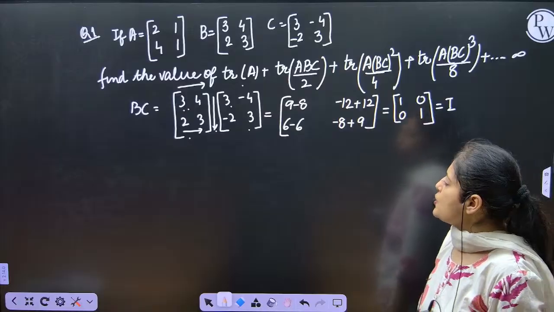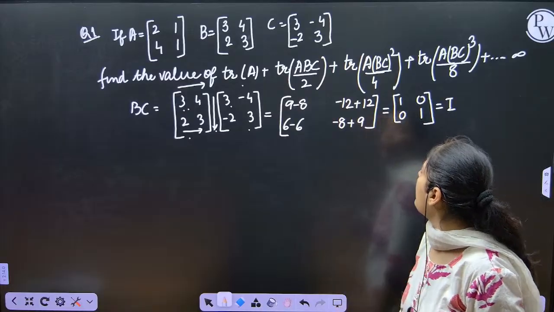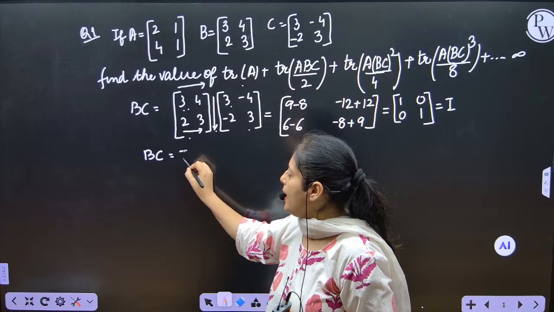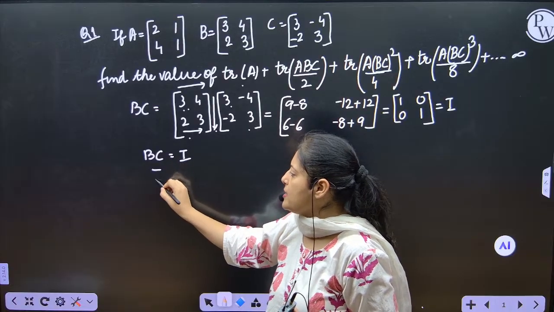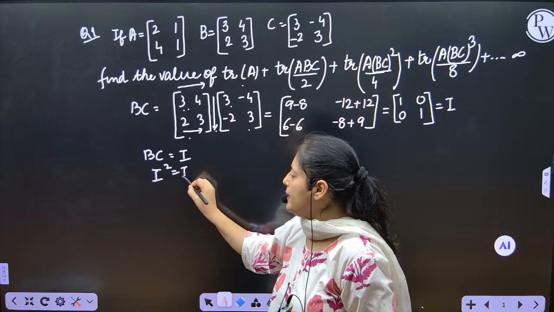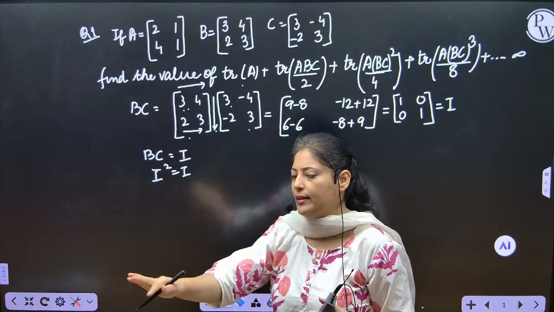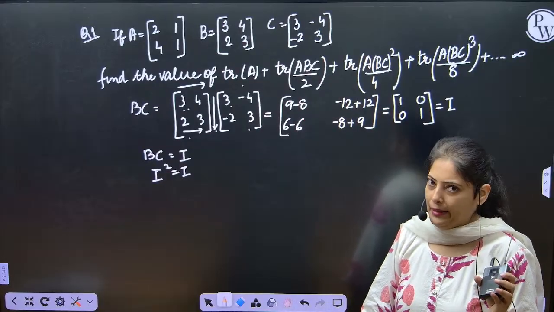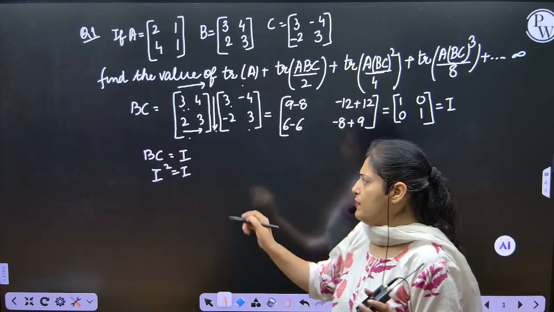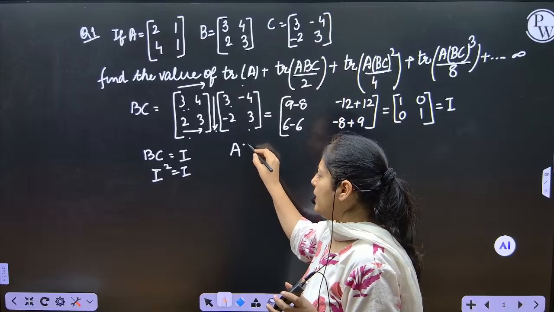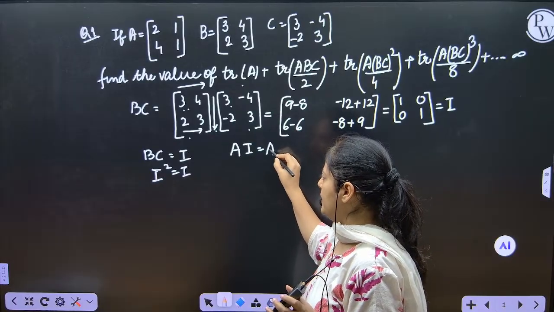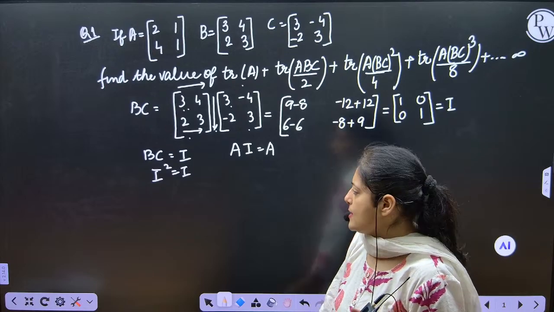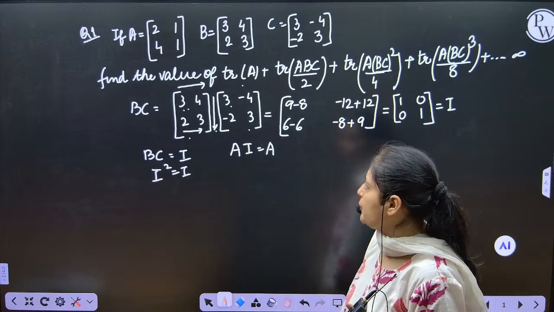All right. So BC is the identity matrix. That means identity square is also identity, identity cube is also identity, identity nth power is also identity. And any matrix, if I multiply with the identity matrix, I'll get the original matrix only. This is the property which we are going to use here.